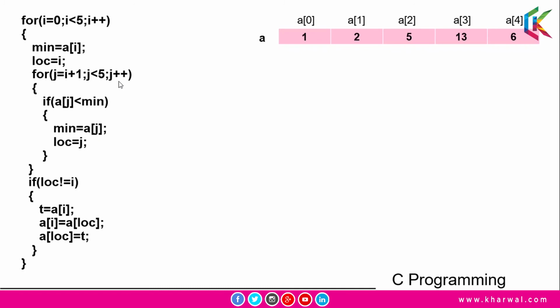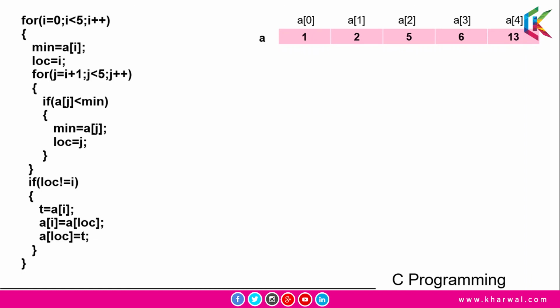And after that j plus plus will be executed, so the value of j will be 5 and 5 less than 5, this is false. And now control will come out from this for loop of j and it will go to this if statement and the value of LOC is 4 and the value of I is 3. Now this is true. So here A3 and A4 will be swapped out, or we can say that 13 and 6 will be swapped out. So after swapping, array will be like this. So this array has been sorted.